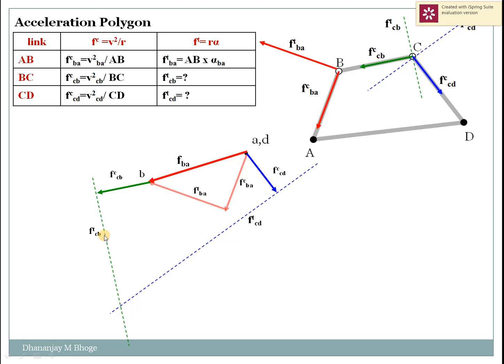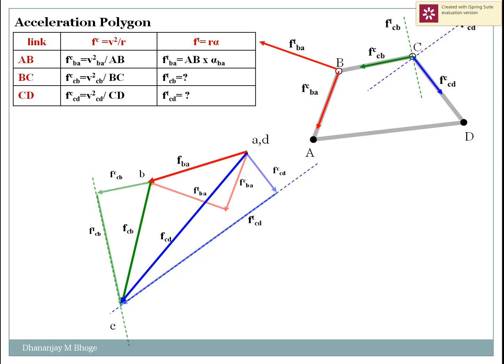Now read this vector FTCD, this is passing through C, FTCB, this is passing through C, so the point of intersection of both these vectors will be point C. So FTCB is now known in length and FTCD is also now known in length because we have got point C. Now the resultant of FCCB plus FTCB will be FCB represented by vector BC, and the resultant of FCCD plus FTCD will be vector DC, which represents FCD, total acceleration of C relative to D. So this completes the acceleration polygon.